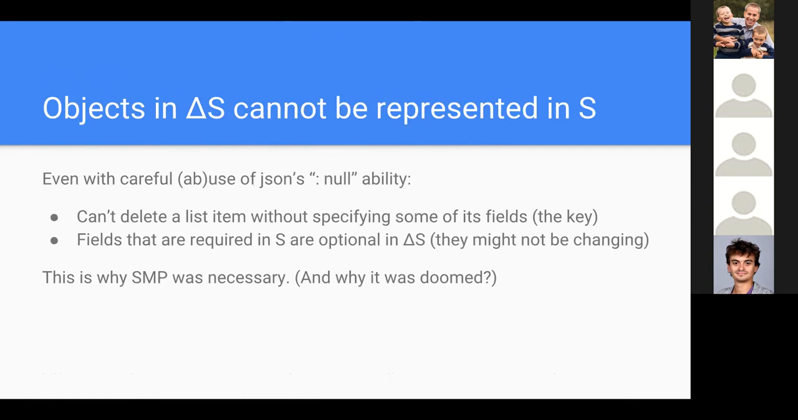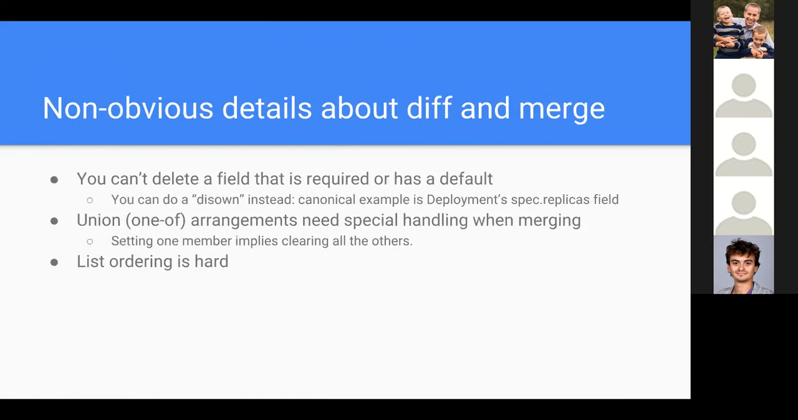Oh, I have an entire slide on that. Yes. A secondary reason is that required fields in the original schema are always optional in the delta schema because the difference object might not change them, and that's okay. And this problem is essentially why strategic merge patch had to evolve.